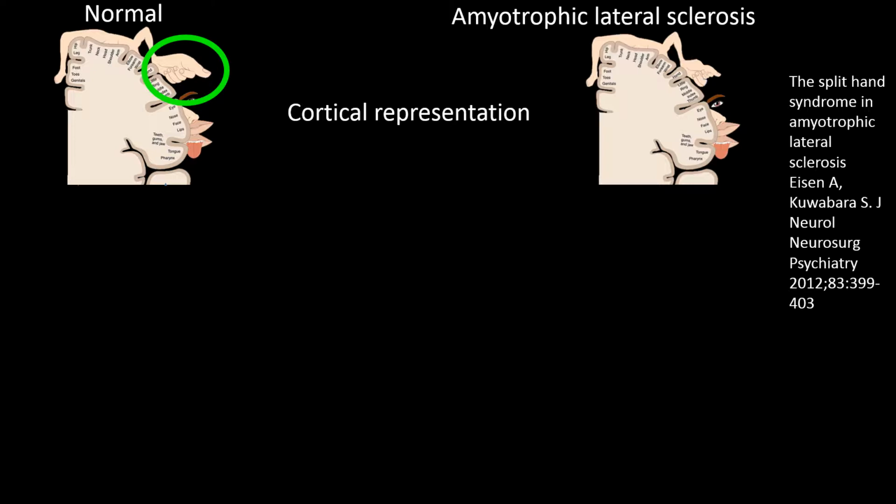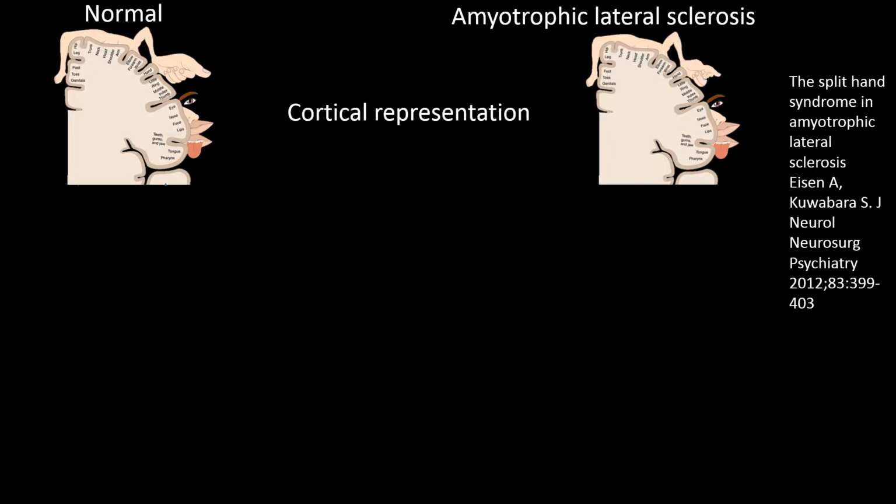The cortical representation of the homunculus in a patient with amyotrophic lateral sclerosis has been mapped, and according to some authors, the representation of the radial side of the hand is smaller than the representation of the ulnar side of the hand. Notice in the amyotrophic lateral sclerosis side, the small representation of the thumb and index finger in relation to the ulnar side of the hand, indicated by the red circle.